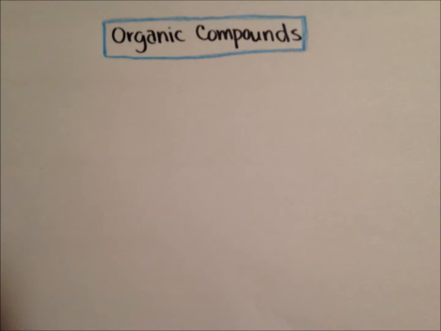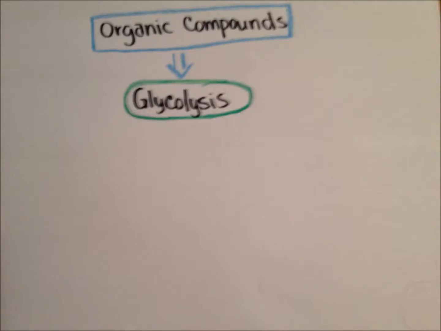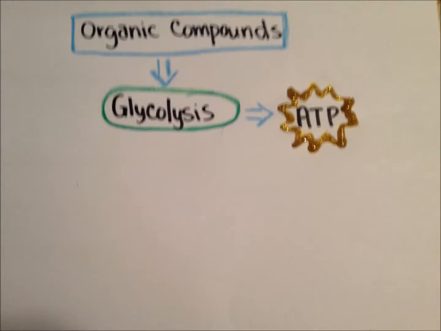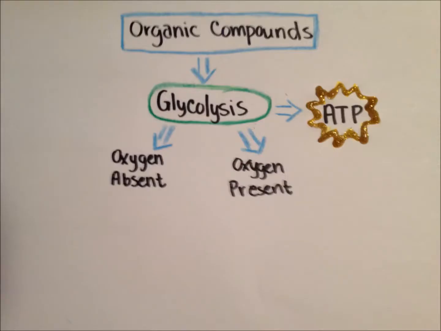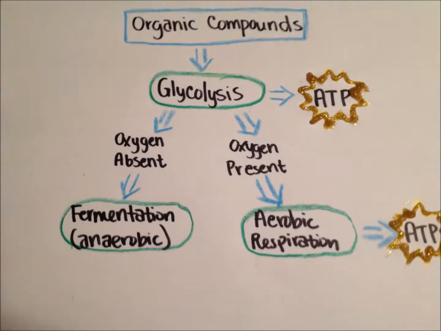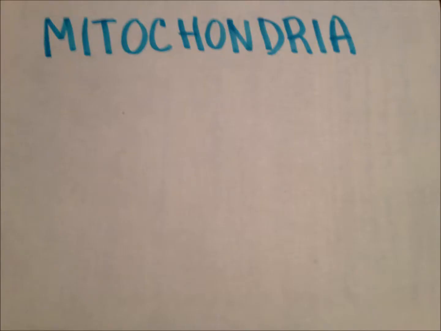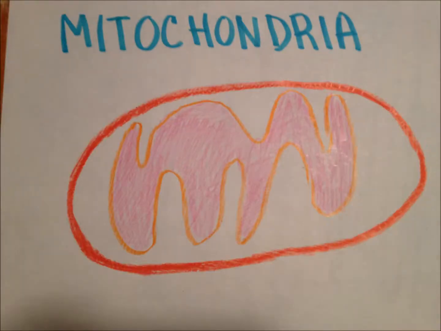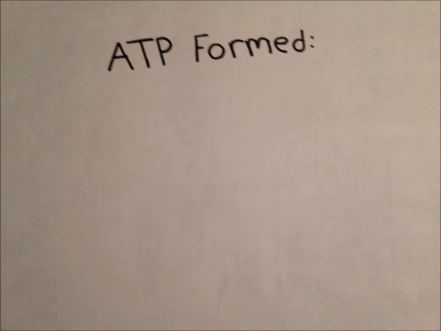Cellular respiration is the process in which cells make ATP by breaking organic compounds. It takes place in the mitochondria and can form up to 38 molecules of ATP.